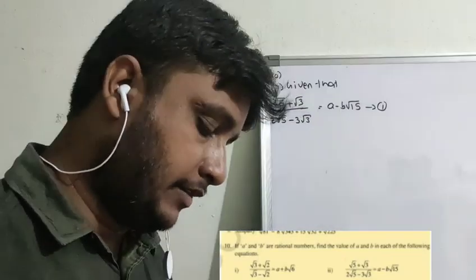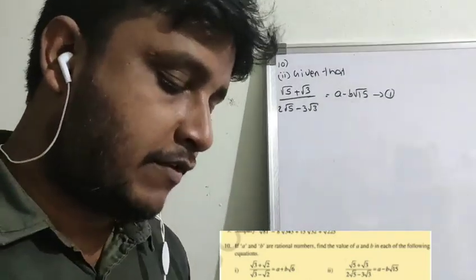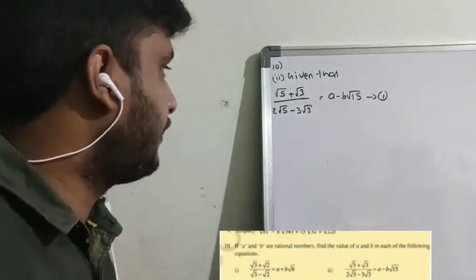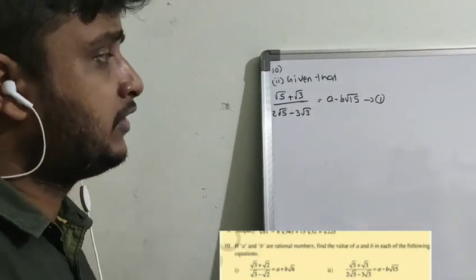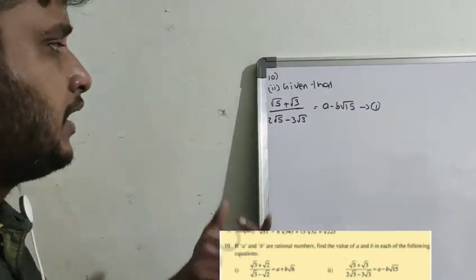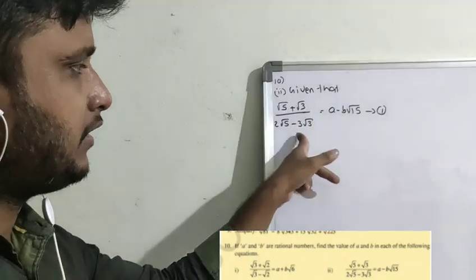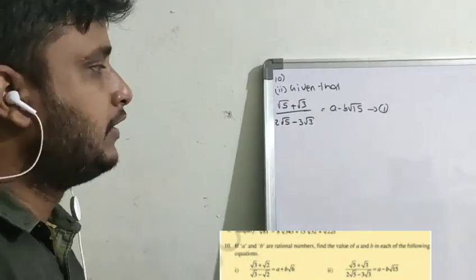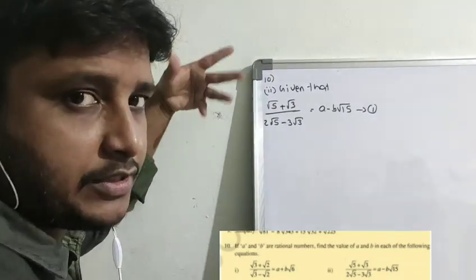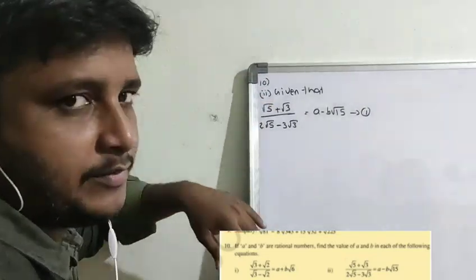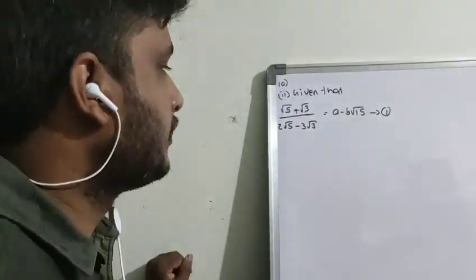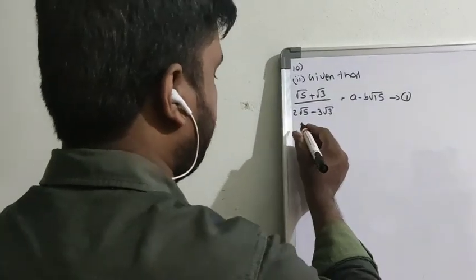And the question: if A and B are rational numbers, find the value of A and B in each of the following equations. (root 5 plus root 3) by (2 root 5 minus 3 root 3) equals A minus B root 15. That is the first. Assume this is equation 1. Now I am taking only the left hand side part, and I will rationalize the denominator. Whenever the denominator has irrational numbers, we have to rationalize. Rationalize means the process of converting irrational numbers into rational numbers. Afterwards, I will substitute here and compare with A and B values. So I am taking left hand side only.